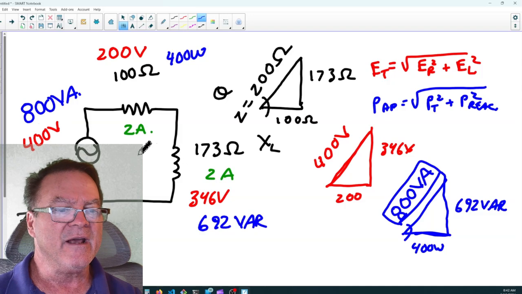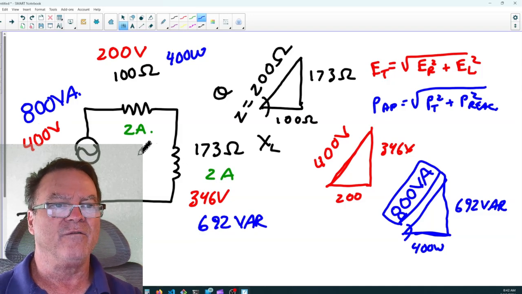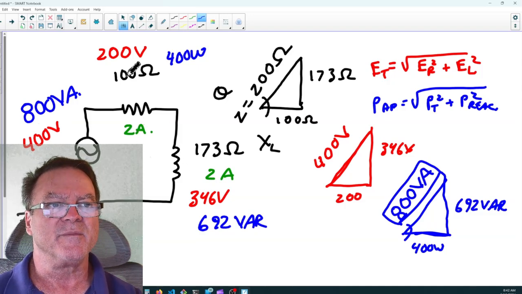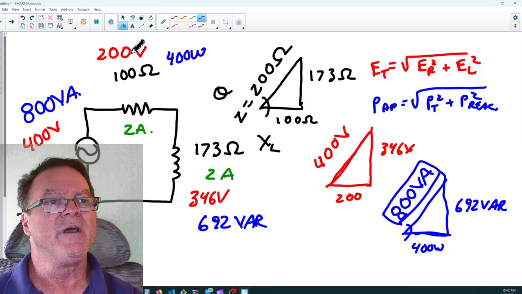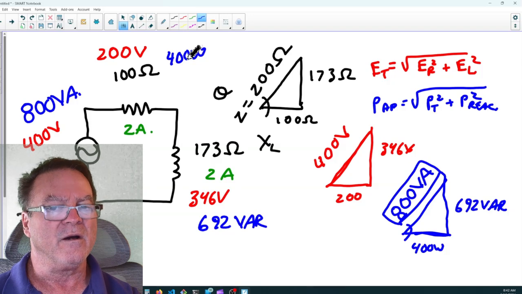And just like any other of the power formulas, we can do I squared times R, or we can do E times I: 200 times 2 is 400. Or we could do E squared divided by R: 200 squared is 40,000, divided by 100, drop 2 of the zeros, it's 400. All right, very good.